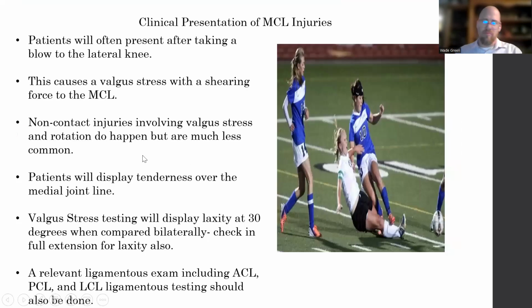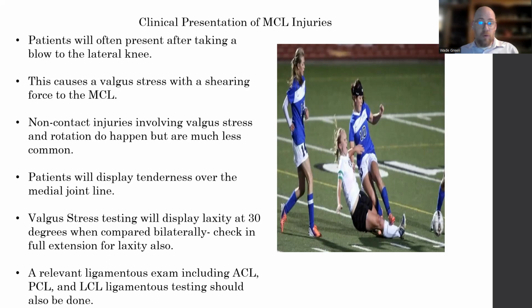Okay, what are these people going to present with? So if we look at this picture, right, this is one example where this can happen. You see this a lot in football, where someone comes in to tackle and ends up contacting the outside of the patient's knee, right? So they take a blow from the outside of the knee. And like we said, that causes the knee to open up medially, valgus stress, okay? And that causes a shearing or a stretching of the MCL, right? So you can have a non-contact MCL injury, but those typically involve a lot more rotation and valgus stress. Those are a lot less common. You will see them occasionally, but generally speaking, they're not as common as contact, right?